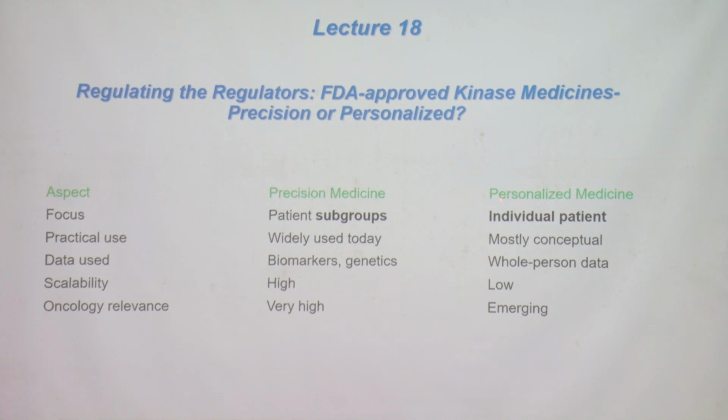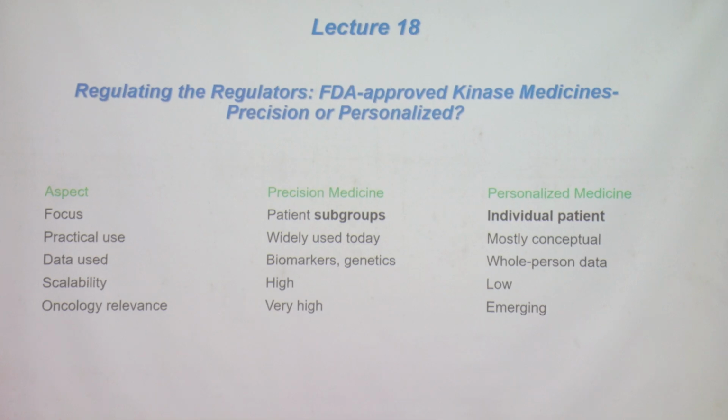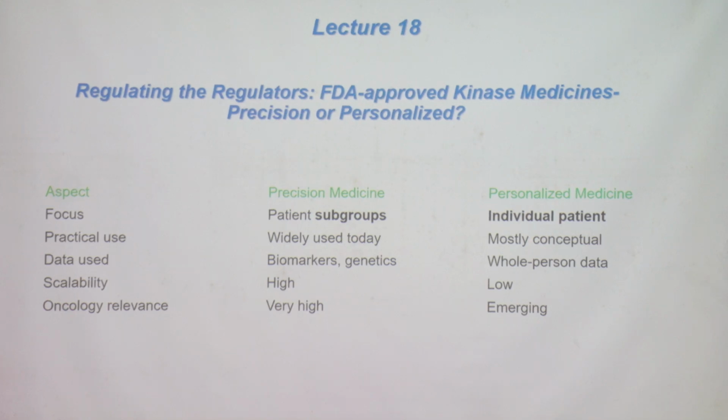So personalized is used for individual patient. This is used for patient subgroups. If these are all HER2 positive, they are going to get this kind of thing. This is already widely used today. This is hardly, the whole thing is designed for one person. Biomarker is the one which drives that. Biomarker tells us which targets are overexpressed. And this is very, very relevant in oncology.